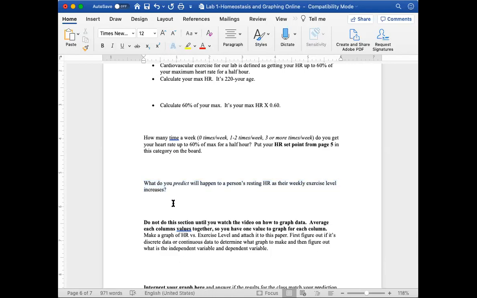So if I was doing this, and again, this is a hypothesis or a prediction, and so it's a statement about what you believe is going to happen. So I predict that, and you can plagiarize this, right?